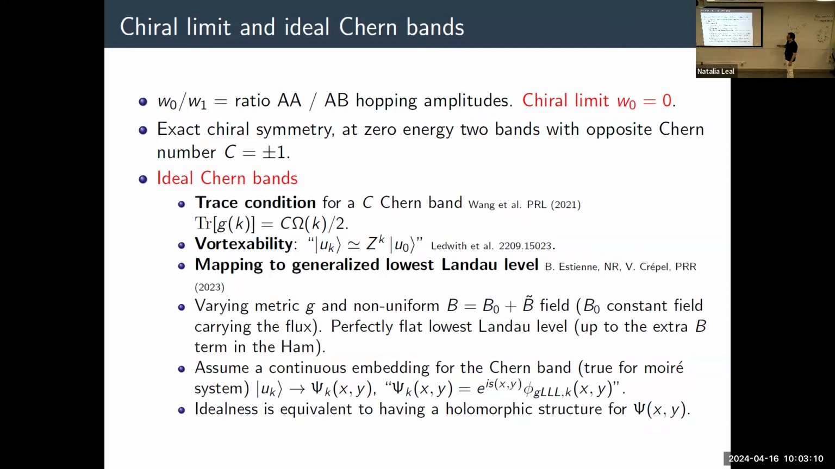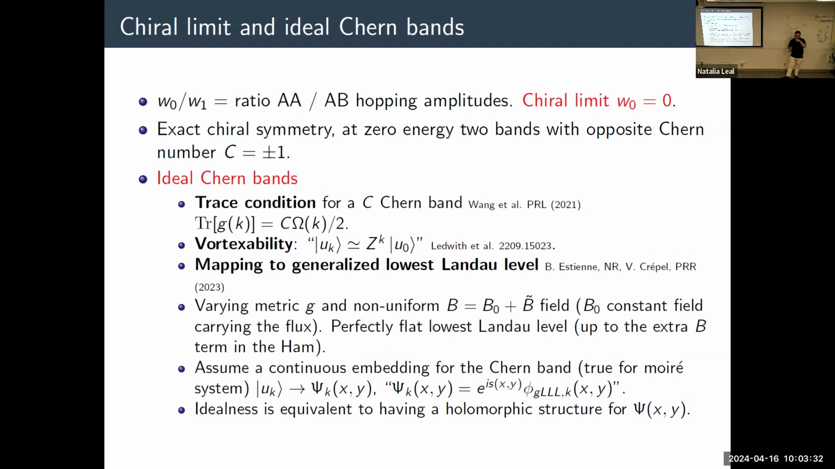Actually, what we have shown is that you can relate all these concepts to the idea of mapping rigorously the Chern band to a generalized lowest Landau level. By generalized, I mean where your electrons live on a space with a given metric and with a non-uniform magnetic field.